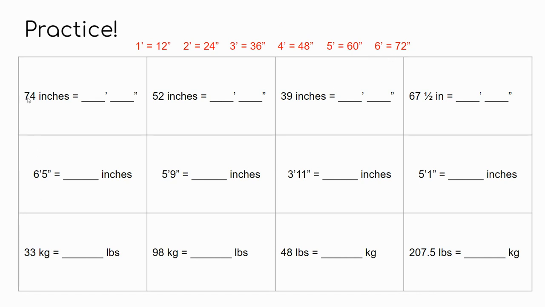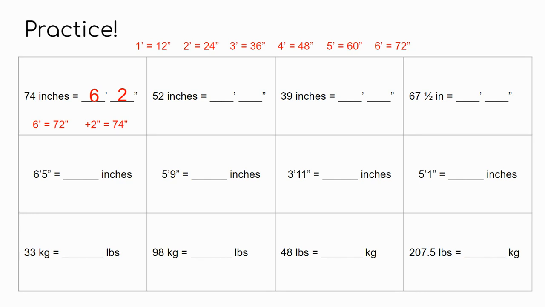Okay, so if I ask you to convert 74 inches, here's what I'm looking for. I want you to find the closest foot that goes into 74 without going over. You guessed it. It's 6 feet. Now, 6 feet only gets me to 72, so what do I got left? Another 2 inches. So I'm going to call that person 6'2".